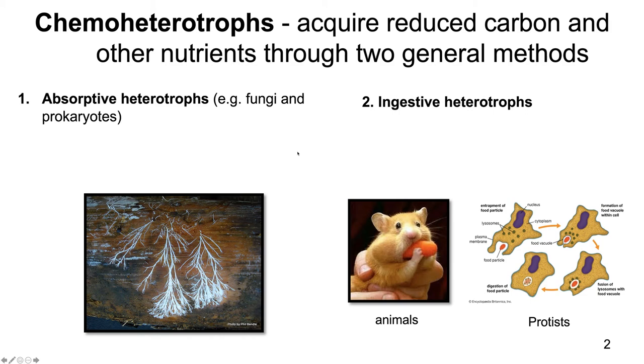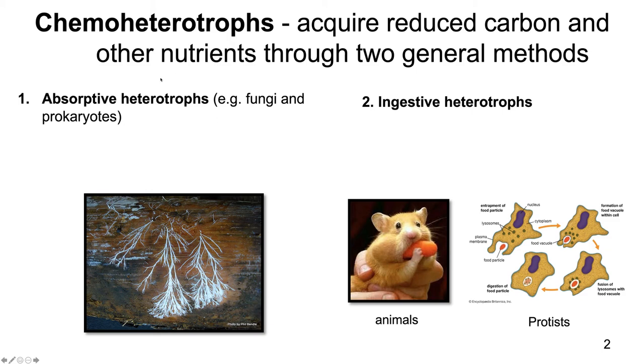But before we get into fungi, I want to talk about the two general methods that chemoheterotrophs use to acquire reduced carbon and other nutrients. And remember, when I talk about reduced carbon, what I mean are high energy carbon molecules. So something like glucose would be an example of a reduced carbon molecule. And so there's two major strategies or general methods. One is absorptive heterotrophy. The other is ingestive heterotrophy.